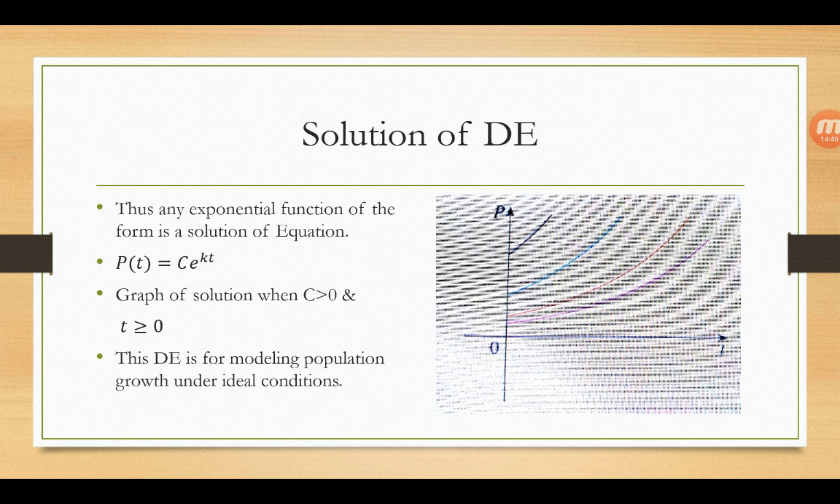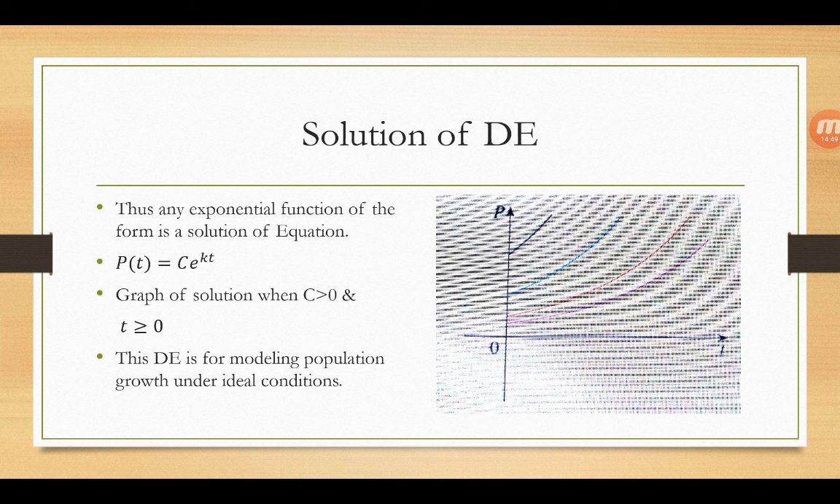The thing to be noted is that this differential equation is for modeling population growth under ideal conditions. If conditions are different, there are some more variables which affect the population. In that case, this differential equation may get modified because of the number of different parameters affecting the population. But as far as ideal conditions are concerned, this is considered as the population model.